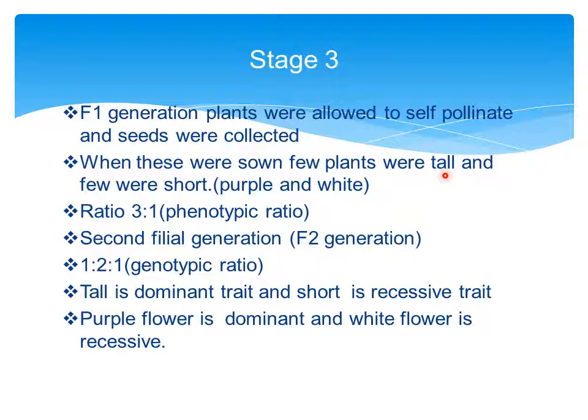It is the dominant trait, and the short plant is the recessive trait. Whereas among the purple and the white flower, the purple one will be the dominant trait and the white flower will be the recessive trait. So here we can see the genotypic ratio will be 1:2:1. That I'll show you in the further slides ahead.